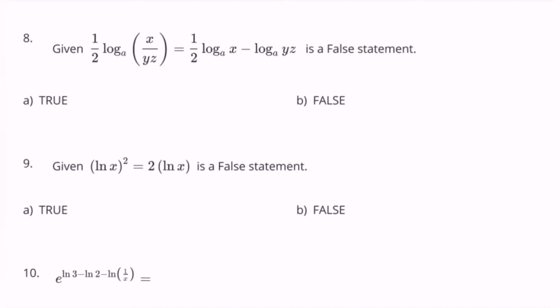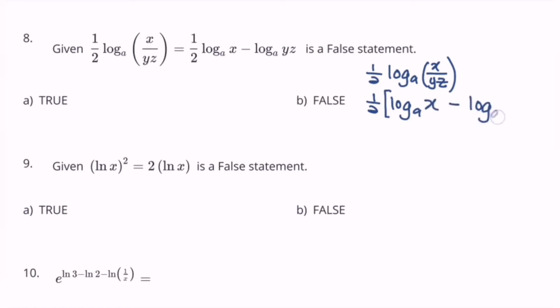Kindly refer to question number 8, given the situation. So focus on the left hand side, where we have 1 over 2 log base a for the value x over yz. Kindly make use of the logarithmic subtraction identity. So we can expand the situation: 1 over 2 log base a, we have a bracket in here where we have log base a x minus log base a yz.